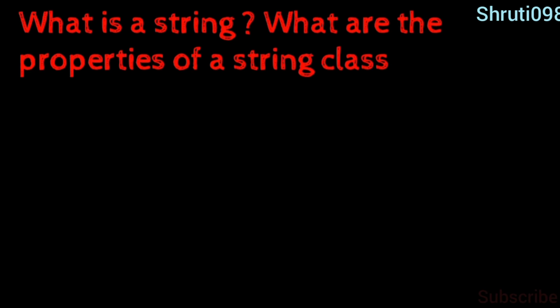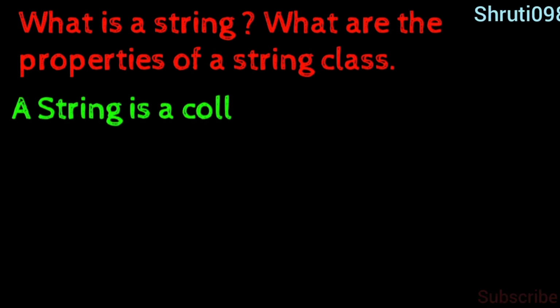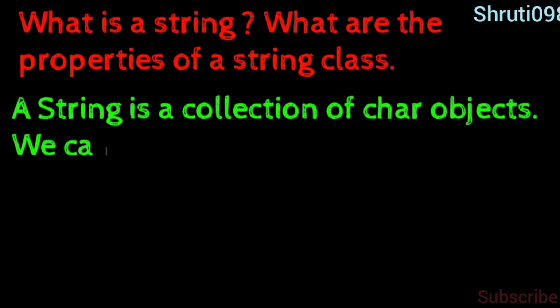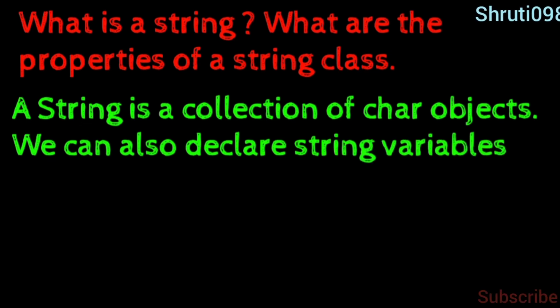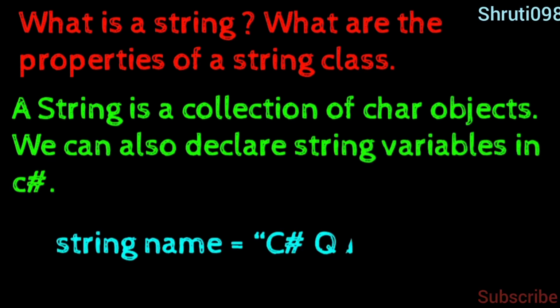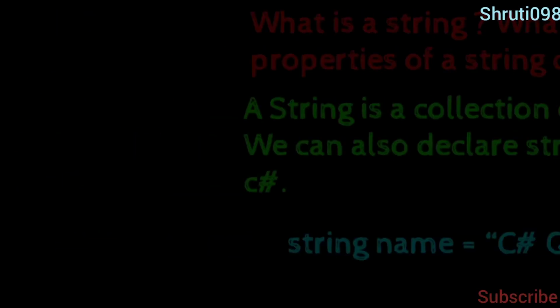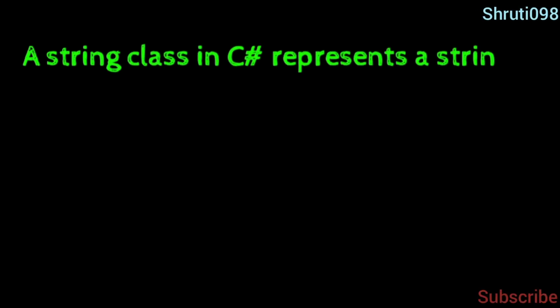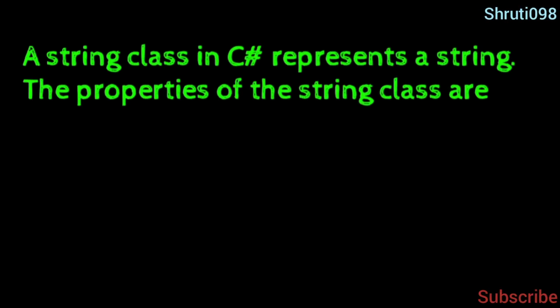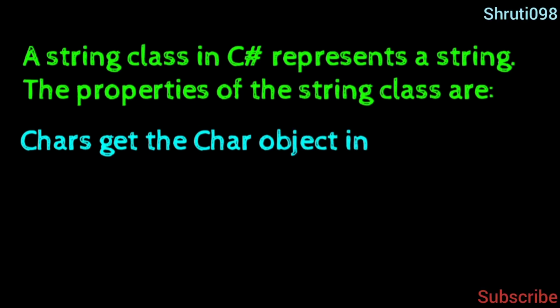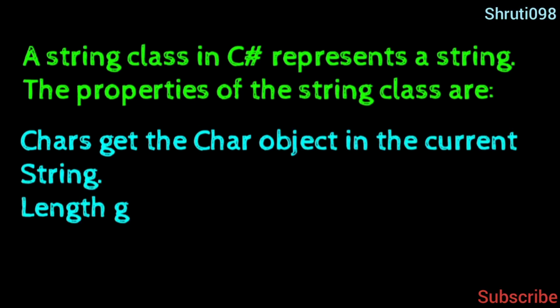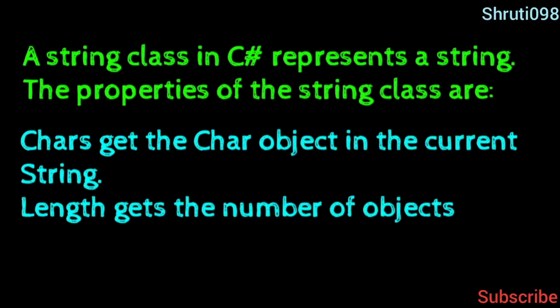Question: what is a string? What are the properties of a string class? Answer: a string is a collection of char objects. We can also declare string variables in C#. string name = "C# Questions"; The string class in C# represents a string. The properties of the string class are: Chars, which gets the char object in the current string, and Length, which gets the number of objects in the current string.